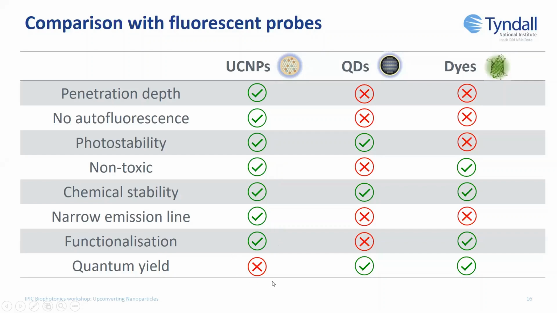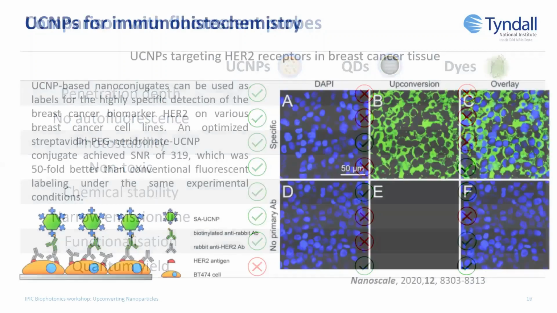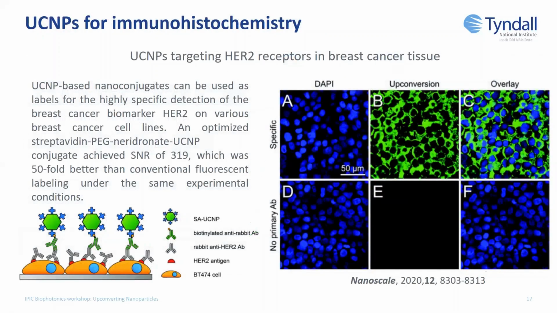So the only drawback really in comparison to other methods is the low quantum yield. So as we talked about it before, there are many different methods how we can try to improve the quantum yield. And as you could see from some of the applications, it actually works. So another application for upconverting nanoparticles would be immunohistochemistry.